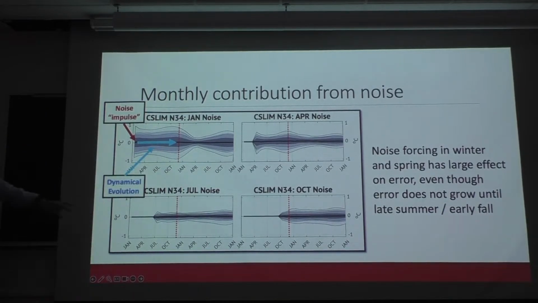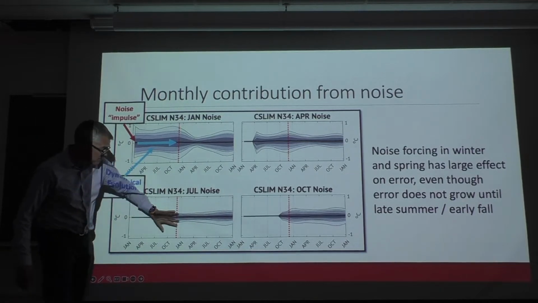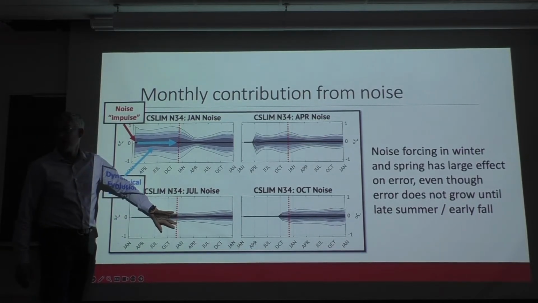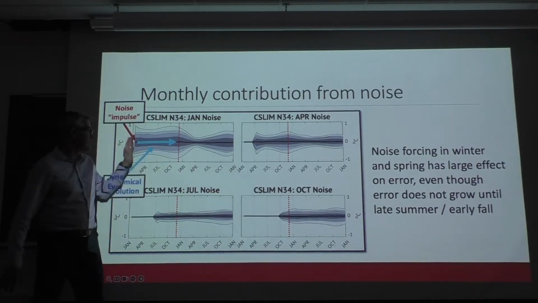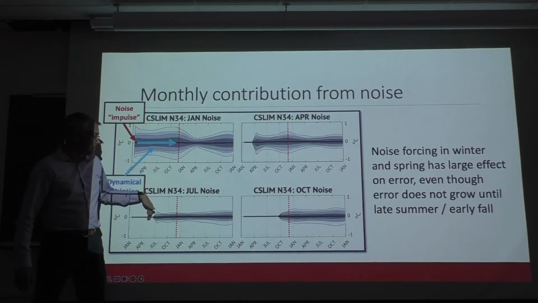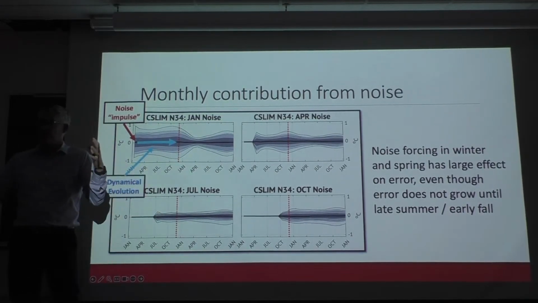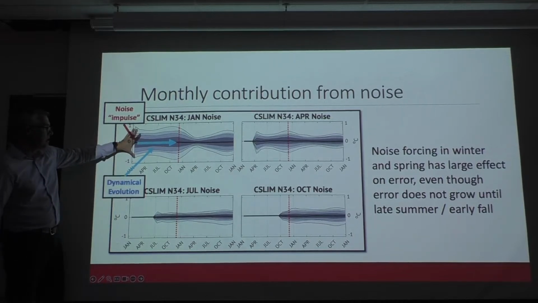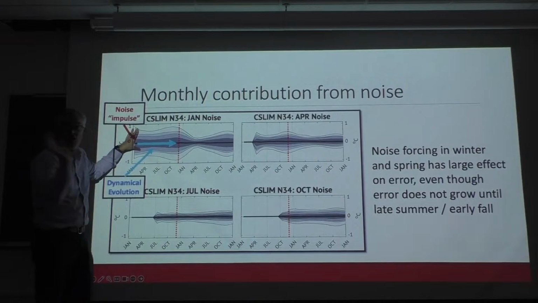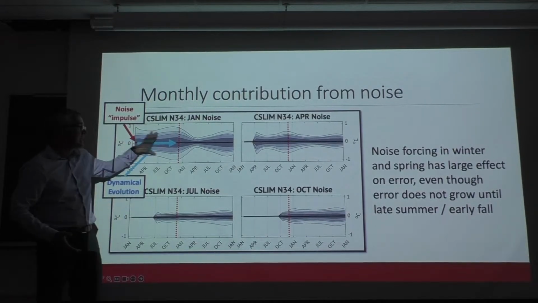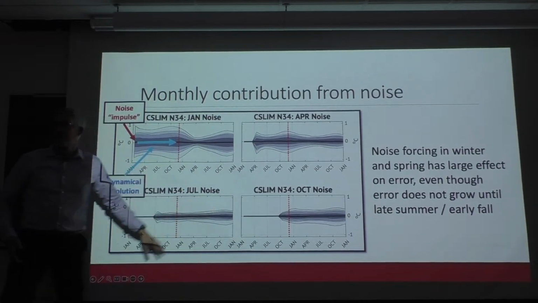I can quantify, and so as a result, by the time I get to August, my forecast is pretty well constrained. Keep in mind that the 12-month forecast for all of these is kind of the identical situation here. So it's not like I'm forcing it and then continuing to force it. I force it and then I turn all the stochastic forcing off and let it run. Same for every one of these.